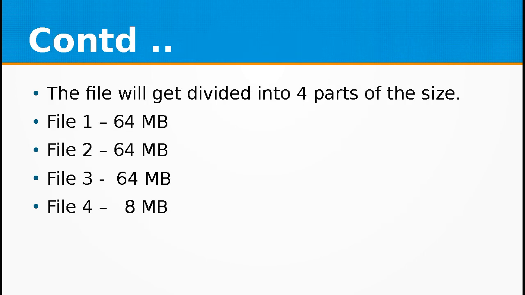Now this 200 MB file would be split into four blocks. Each of these blocks would get a unique identification code, something like file 1, file 2, file 3, and file 4. It can be anything like name 1, name 2, name 3, and name 4. Now the fourth block is going to be just 8 MB. That is 200 divided by 64, and whatever is left over is going to be the remainder block.